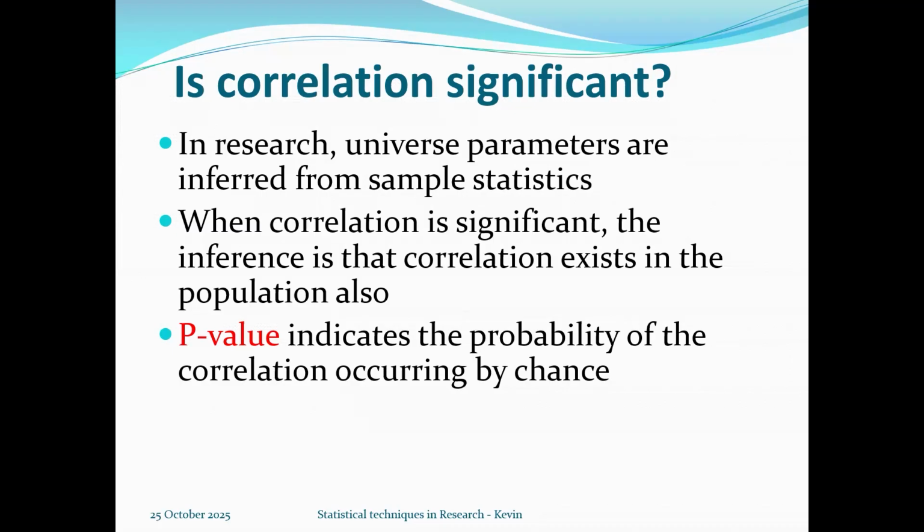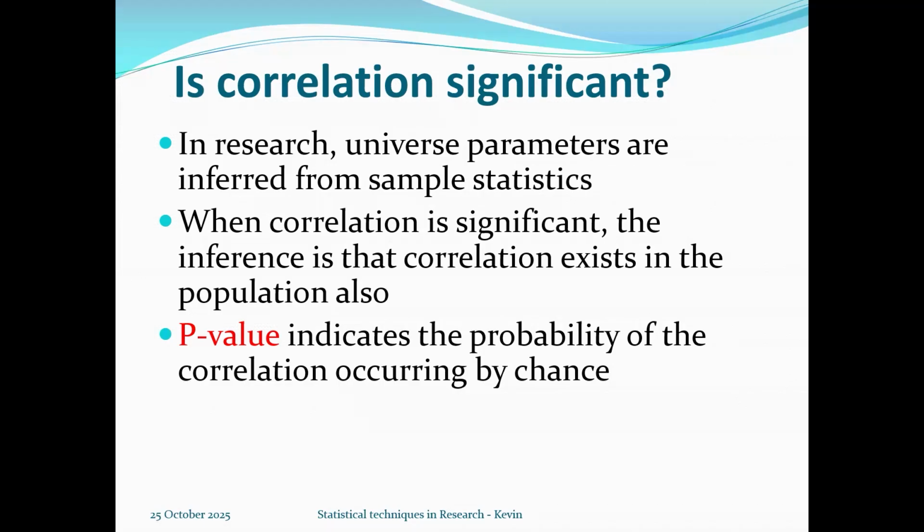What it means is, we have taken one sample and found out that it has a correlation. If you take 100 samples from the same population, in 20 cases, 20%, this sample may not apply. The p-value indicates the probability of correlation occurring by chance. In 80 cases, this correlation will be there, but in 20 cases, it will not be applicable.